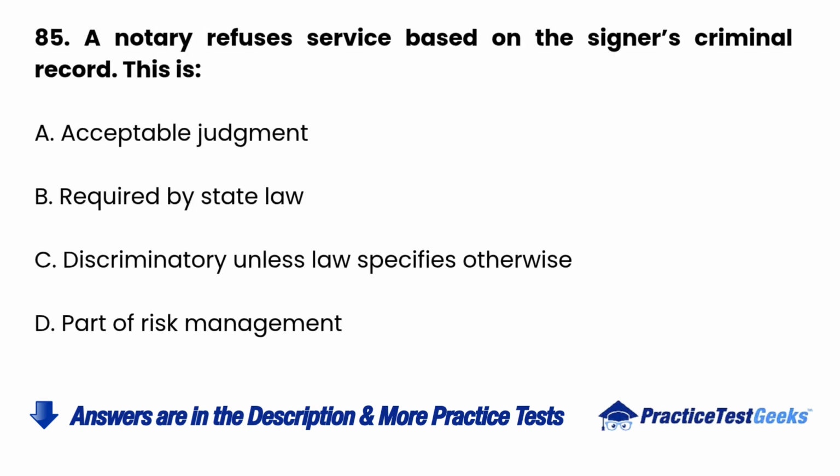85. A notary refuses service based on the signer's criminal record. This is A. Acceptable judgment. B. Required by state law. C. Discriminatory unless law specifies otherwise. D. Part of risk management.